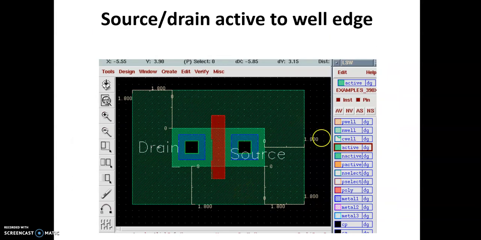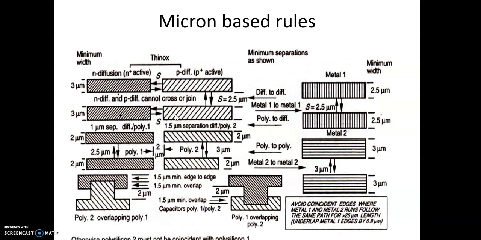If we see here, it shows the well, what is the distance of the well from the mask. This is the well; what is the minimum spacing from the mask to the well, from either direction.